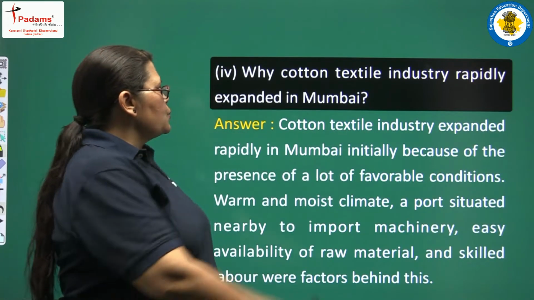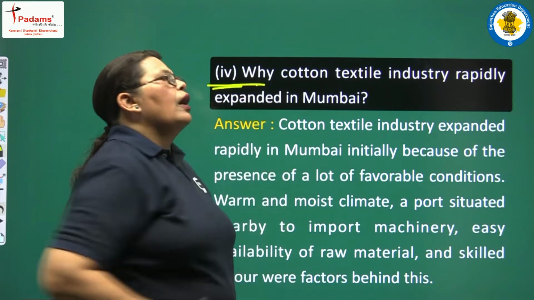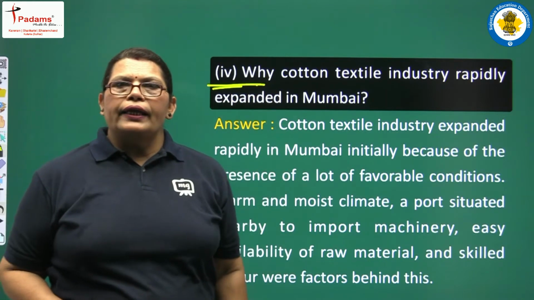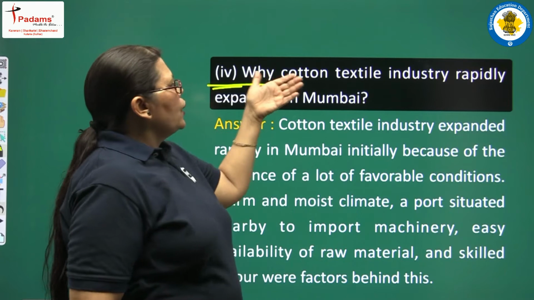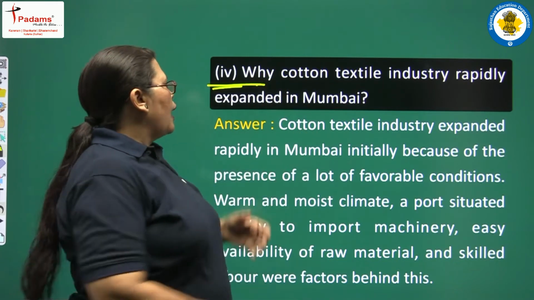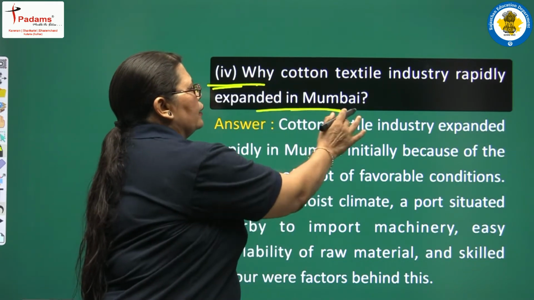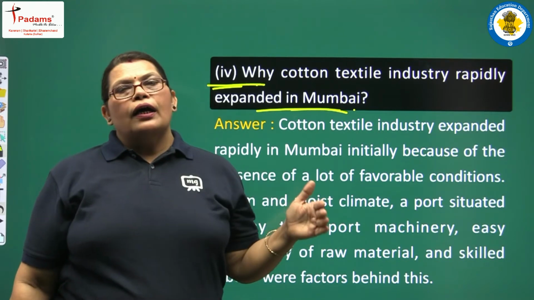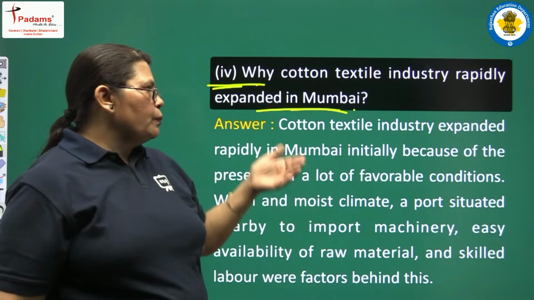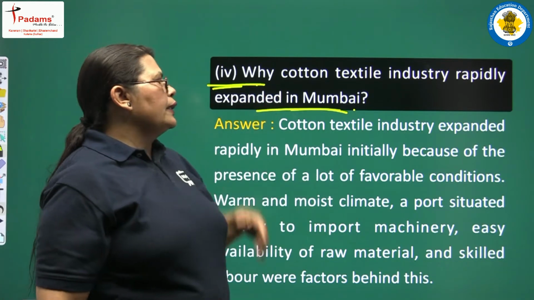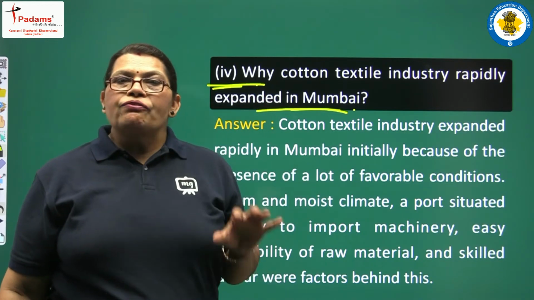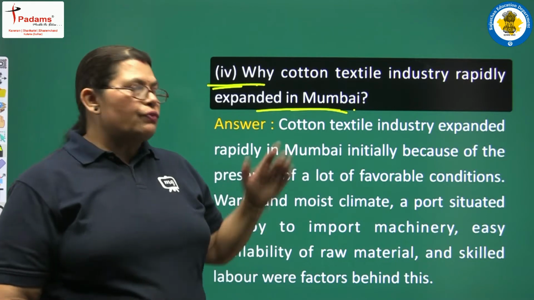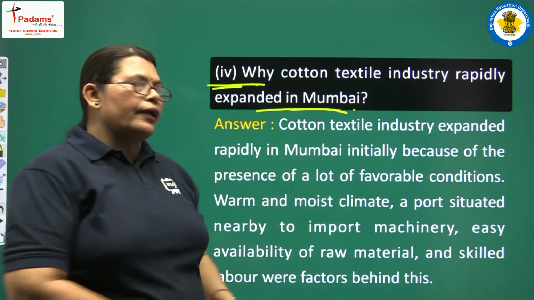Here is our next question, students, about the cotton textile industry. See, why did the cotton textile industry rapidly expand in Mumbai? Why not in other places? Later on it expanded in other parts of India and in the world also, but firstly it rapidly expanded in Mumbai. Many factors are responsible for this. We will take it one by one here, students.